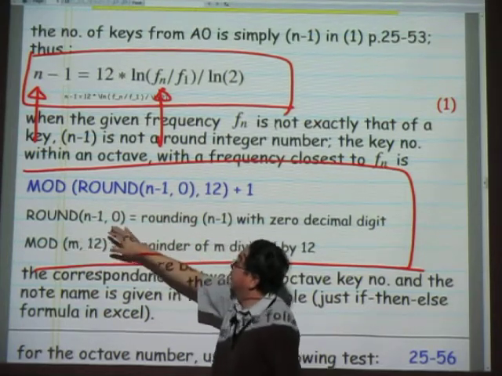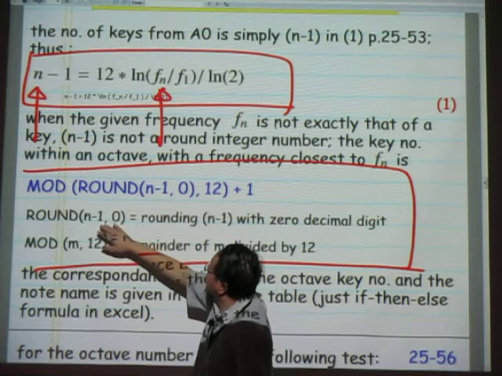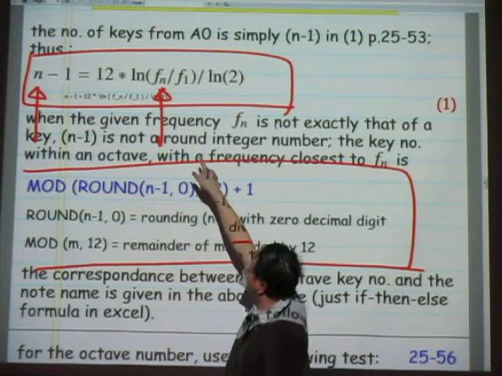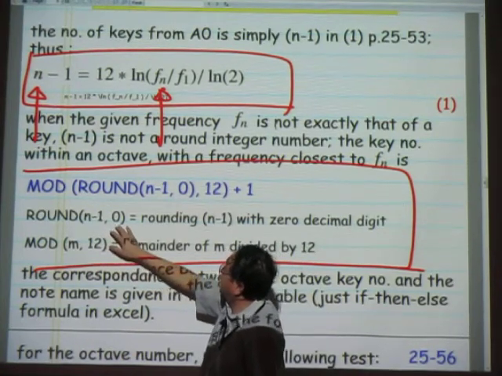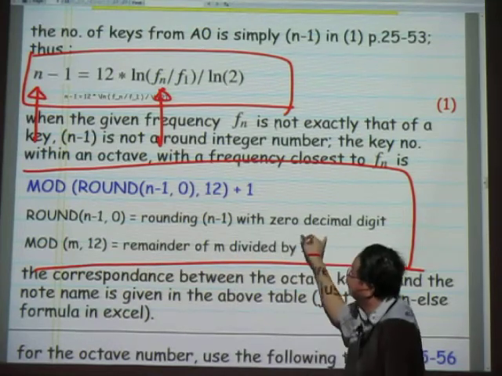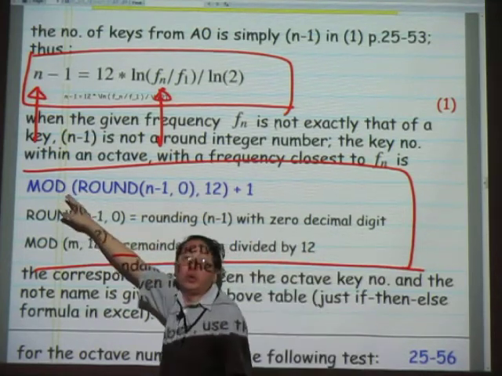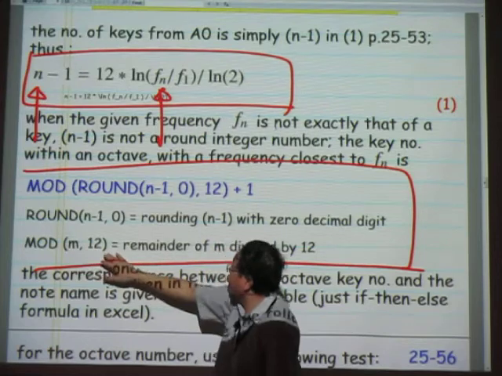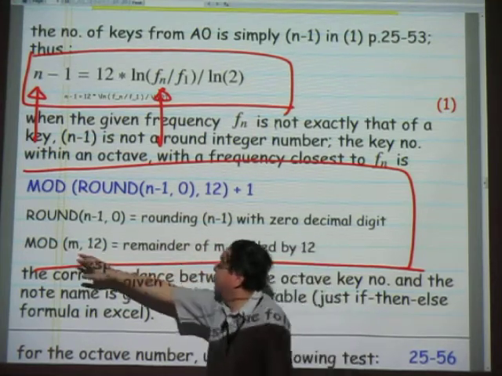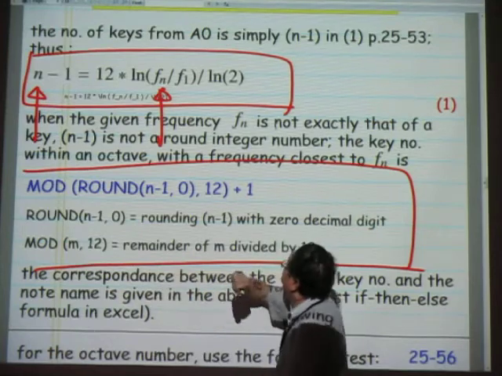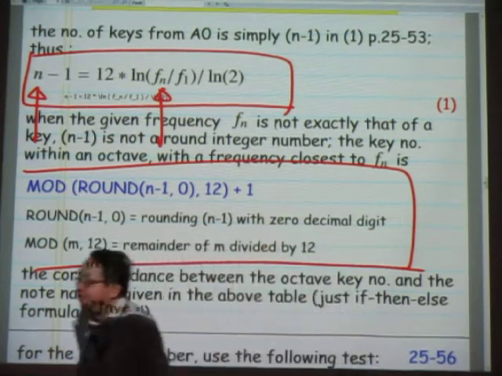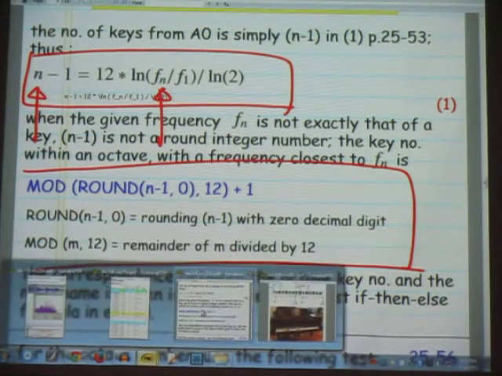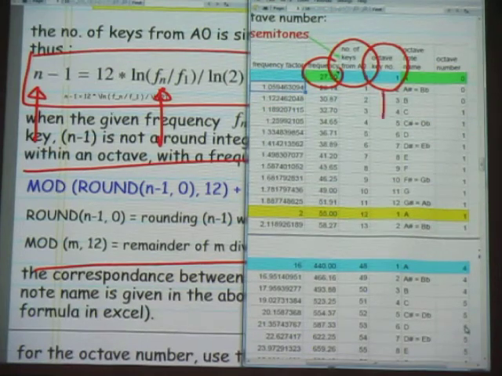Round is to round up, right? n-1 is the result of using the formula above here, to zero decimal digits, and then the modulo function is to take this integer, called m, divide by 12 and find the remainder. So the remainder is obtained by the modulo function, and you add 1 to the result. And so that would give you the octave key number. Okay.